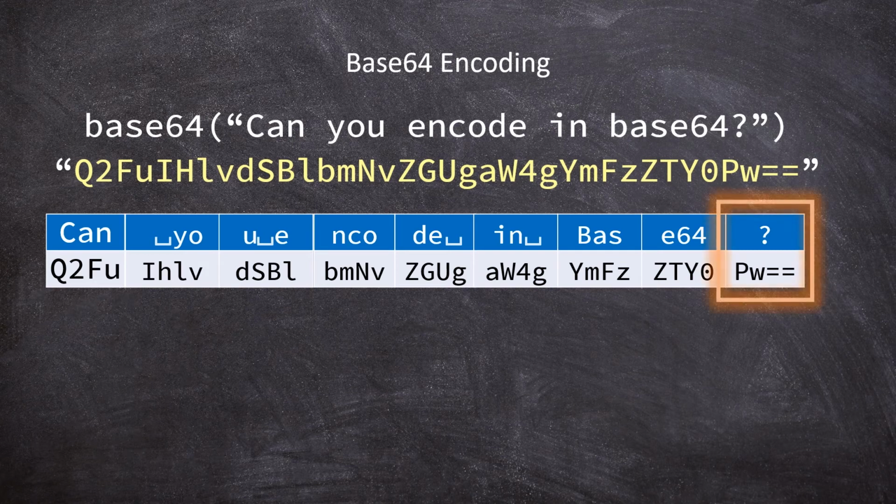If we take a look at the last cell of the table, we can see that there's only 1 character, but we still have 4 bytes of encoded text. What's more, the last 2 characters are equal signs, which don't even appear in the Base64 table. So what's going on here?